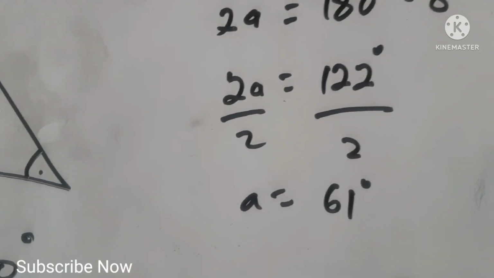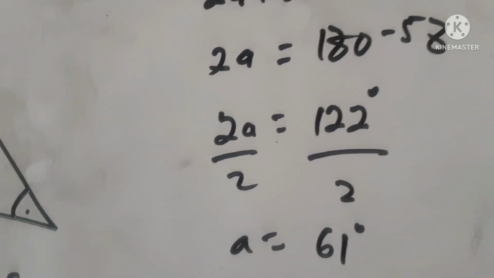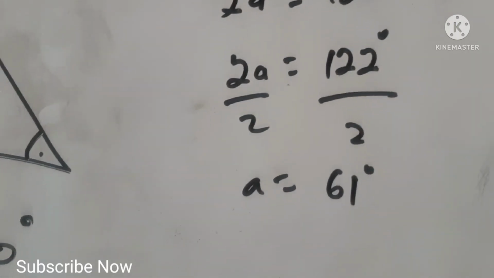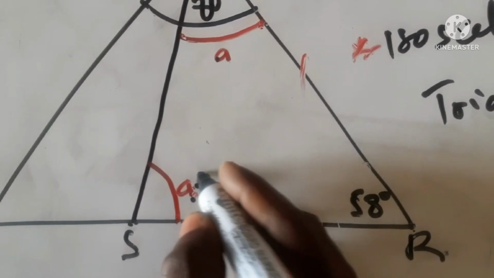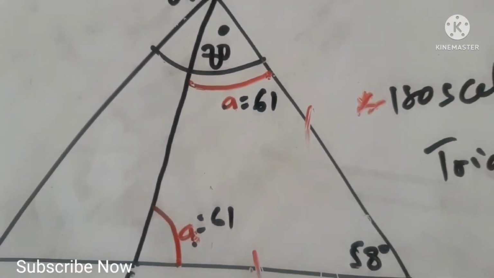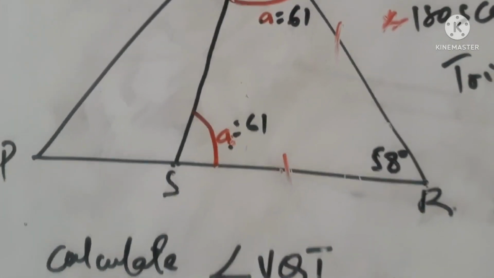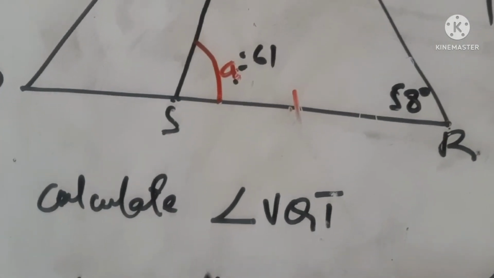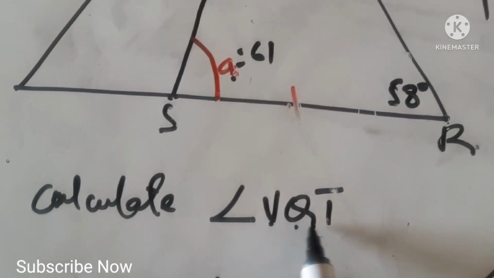If you are having a different answer, just comment down below, maybe check your calculations. So A here is 61. Back to the diagram, we can see that we have 61 here, and of course here also equal to 61. Remember the property that we are using. What is the question asking us to do? They were asking us to find the angle. These are the symbols of the angle. So angle VQT, right?